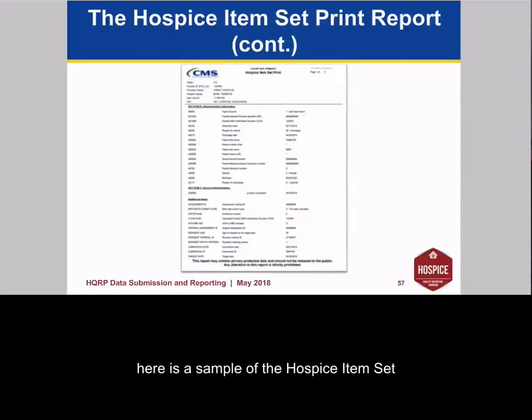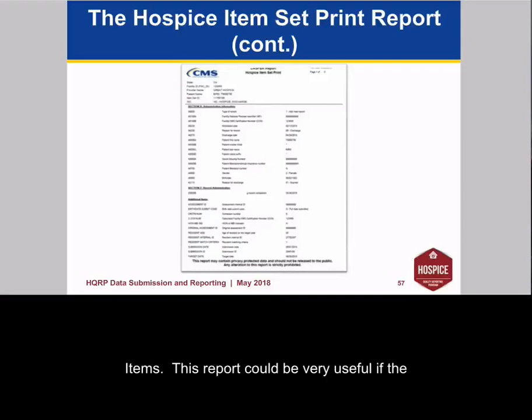And here is a sample of the Hospice Item Set Print Report. You will find at the top of this report patient information, and beneath that you will see a list of all of the items that were active for the Hospice Item Set record. You will find the item description. And finally, in the third column, you will be able to view the data that was submitted in each of the HIS items.